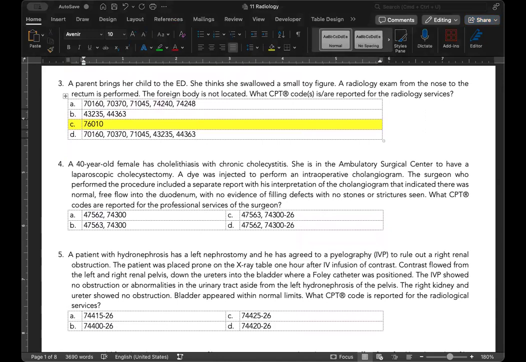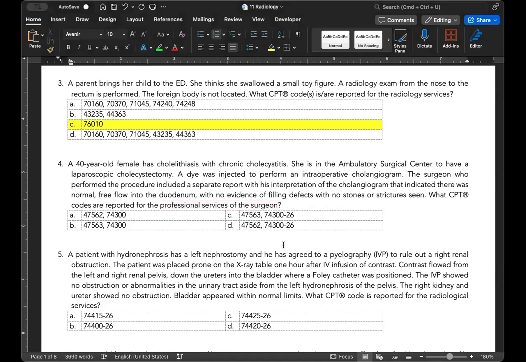Number 4, a 40-year-old female has cholelithiasis with chronic cholecystitis. She is in the ambulatory surgical center to have a laparoscopic cholecystectomy. A dye was injected to perform an intraoperative cholangiogram. The surgeon who performed the procedure included a separate report with his interpretation of the cholangiogram that indicated that there was normal free flow into the duodenum with no evidence of filling defects and no stones or strictures are seen. So what CPT codes are we going to report for the professional services of the surgeon?